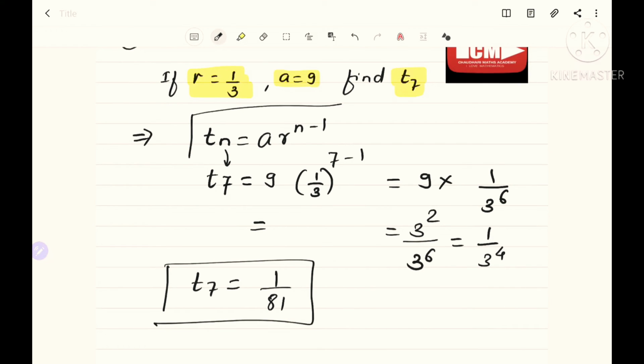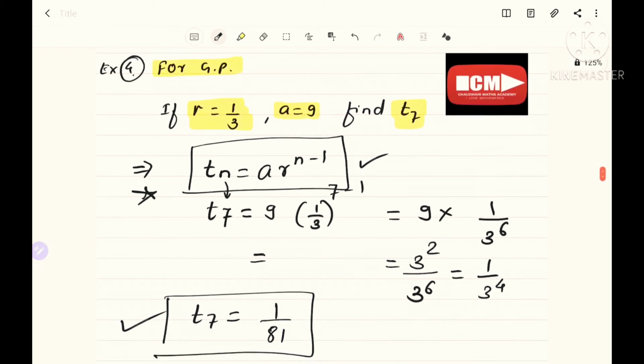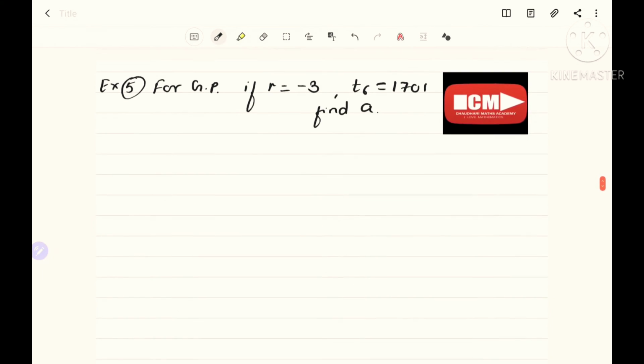This is the benefit of using the formula for the nth term. The nth term can give you any term belonging to that geometric progression. This is the interesting part about the nth term. Without knowing the entire sequence, without knowing each and every term of the sequence, you can directly calculate any term of that sequence. This is the benefit of this. Let's try to tackle the next example.